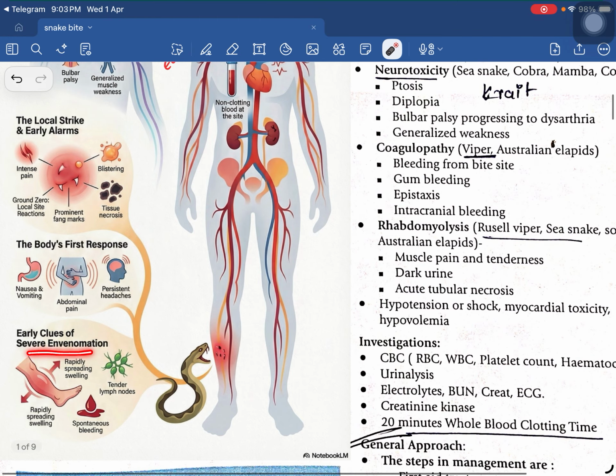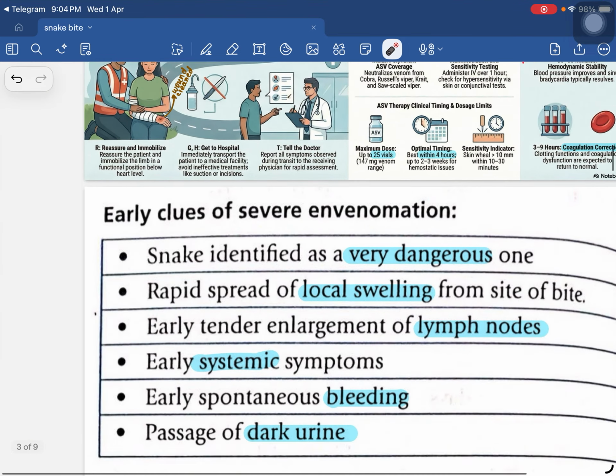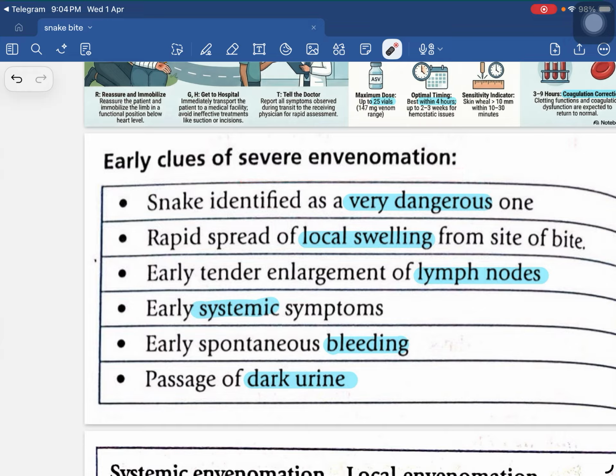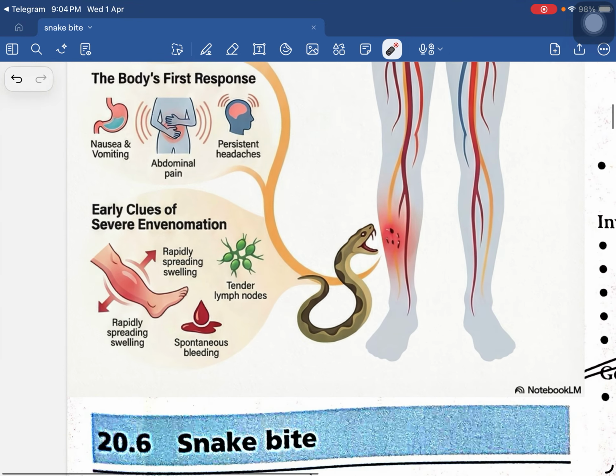Early clues of severe envenomation are rapidly spreading swelling, tender lymph nodes and spontaneous bleeding, and the snake proves to be very dangerous. So these are the early clues of severe envenomation: rapid spread of local swelling, tender enlargement of lymph nodes, early systemic symptoms, early spontaneous bleeding and dark urine, which are described here.